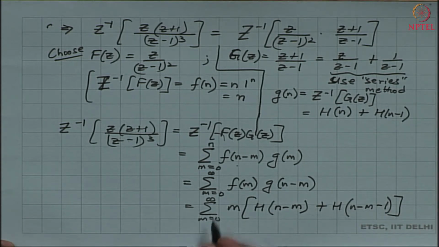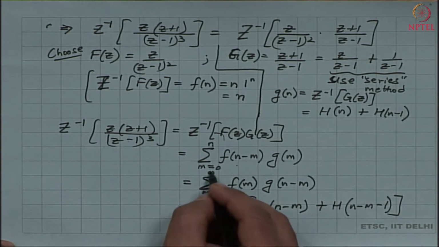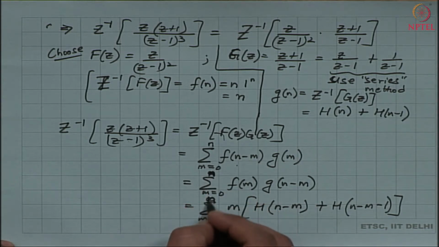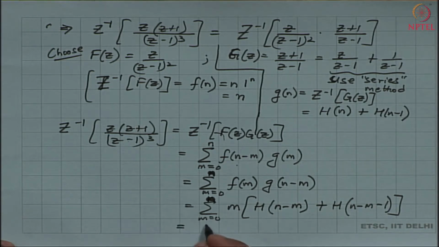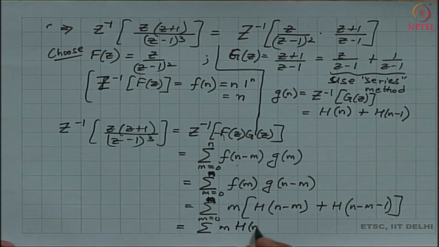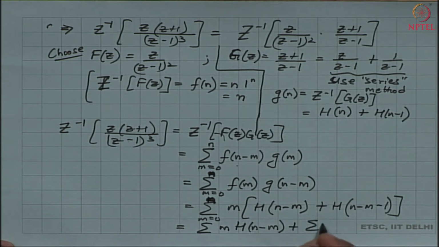Okay, so now the sum is a finite sum, not a sum from 0 to infinity. The sum is taken from 0 to n. Now, we are summing over m. So, let me just break it down into two summations. The first one is the summation of m times h of n minus m, plus the summation of m times h of n minus m minus 1.